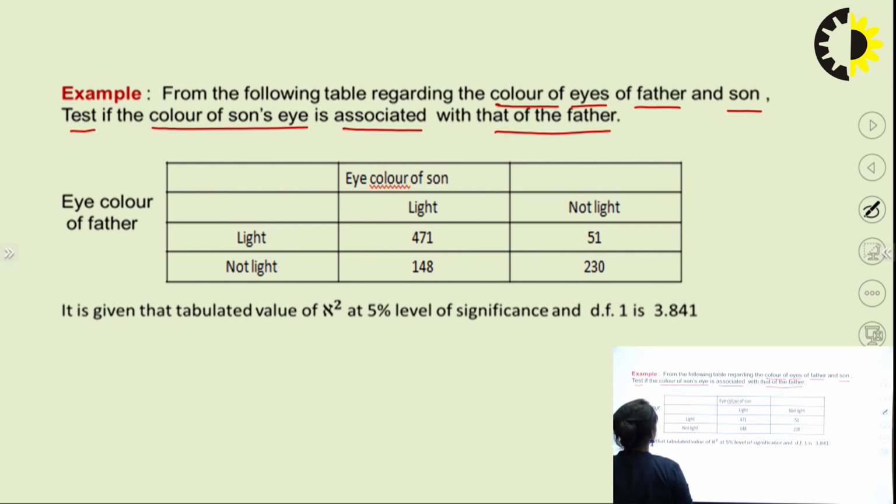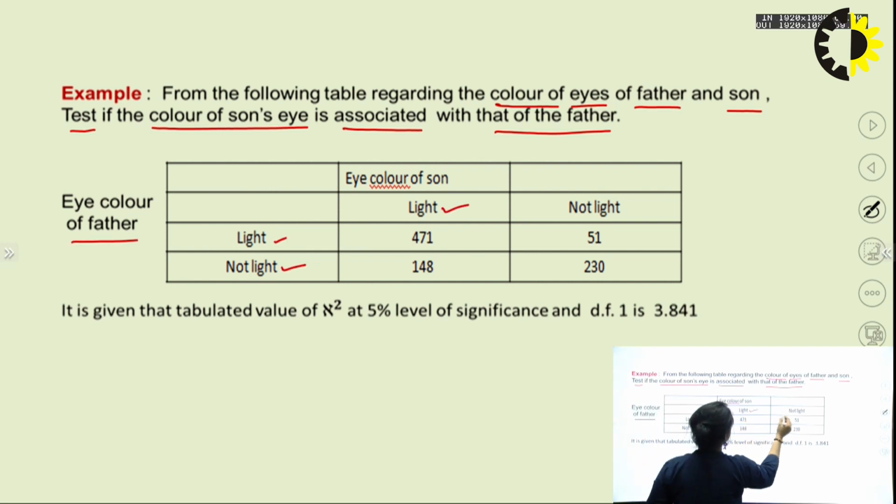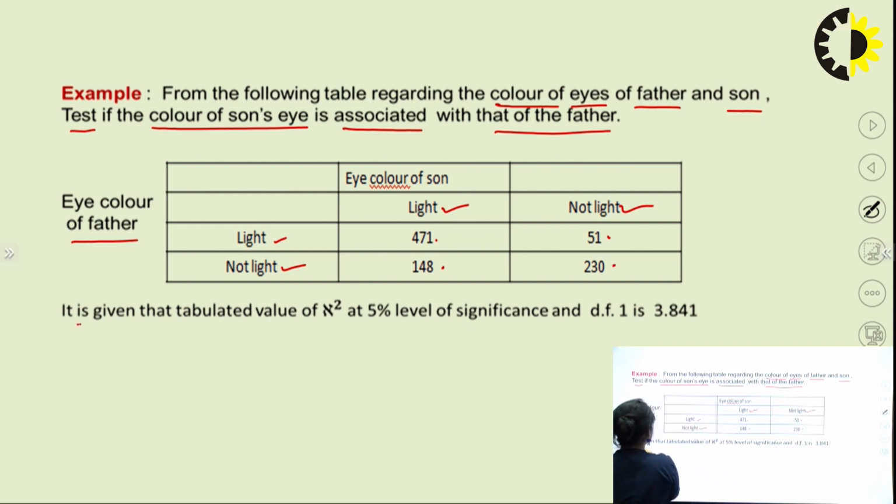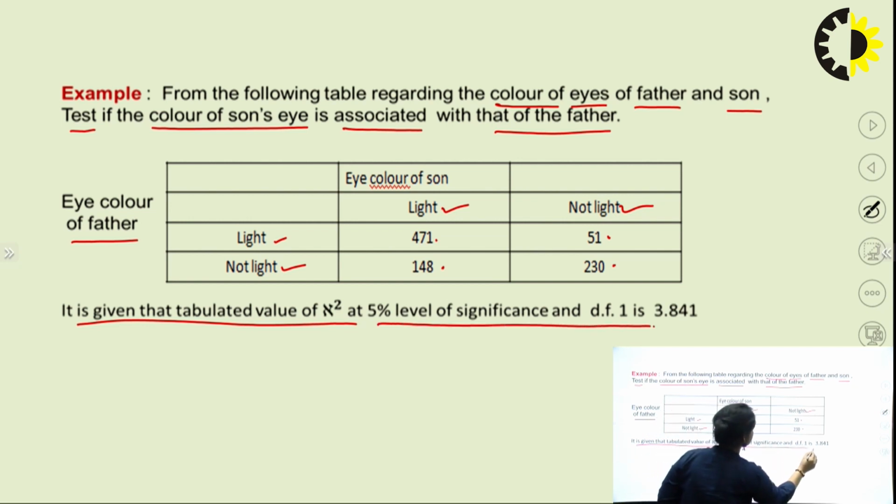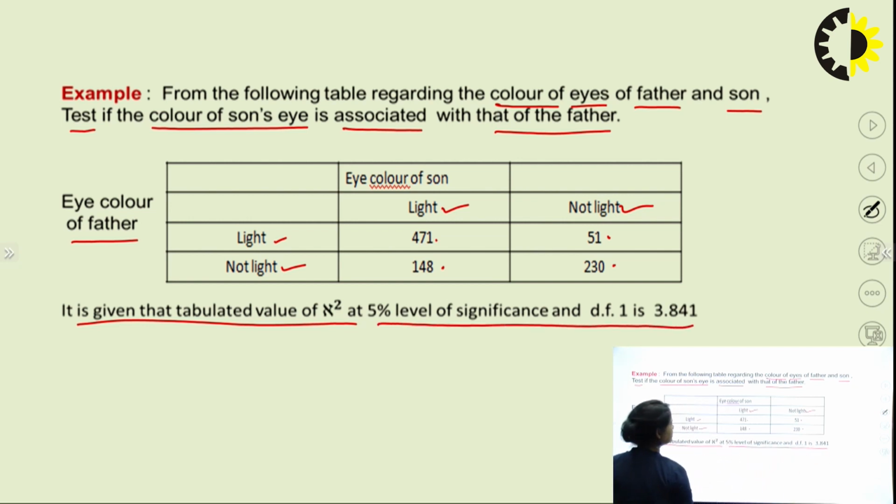So this is the value which is given to us. We are given the color of father as light and not light, and color of son as light and not light. So this is the data: 471, 51, 148 and 230. It is given that the tabulated value of chi-square at 5% level of significance and degree of freedom 1 is 3.841.